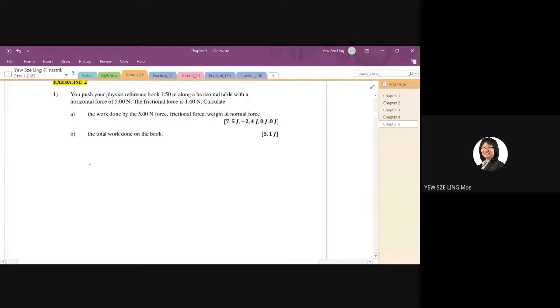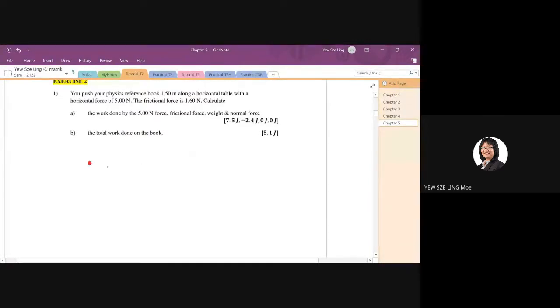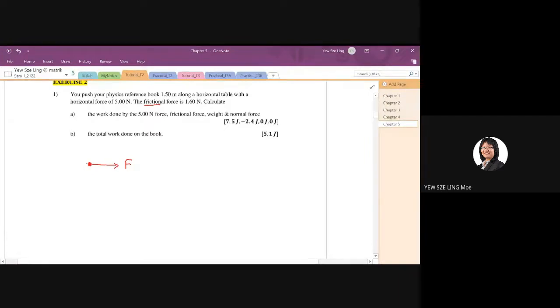So now this is your object, which is the book. You push the book, let's say you push it to the right hand side. So this is your external force. And then it experiences a frictional force. So frictional force obviously is in the opposite direction.